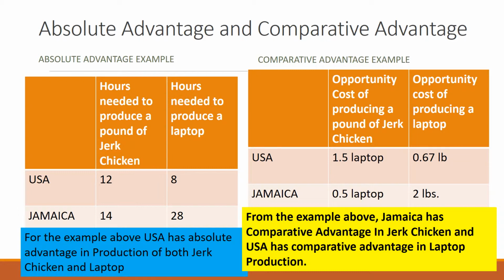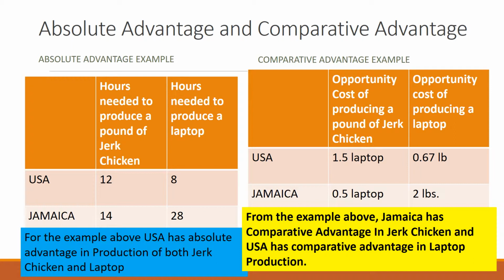And similarly for Jamaica, Jamaica would be spending 28 hours to produce that laptop, but instead that 28 hours they could have used to produce 2 pounds of jerk chicken for Jamaica. So opportunity cost for Jamaica's laptop production would be 2 pounds of jerk chicken.